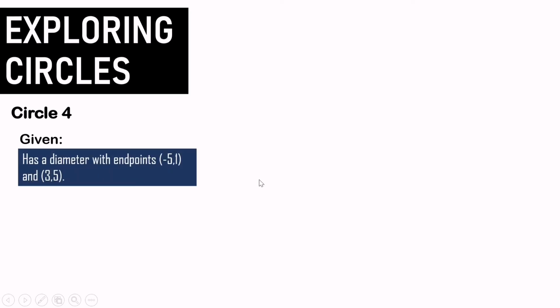Next, given ta og circle having a diameter with endpoints at (-5, 1) and (3, 5). So, diri, unsaon man na nato pagpangita sa center? So, kung given na ta daan og 2 endpoints, diri kay ta mangulba. So, ang center natay formulaan na.